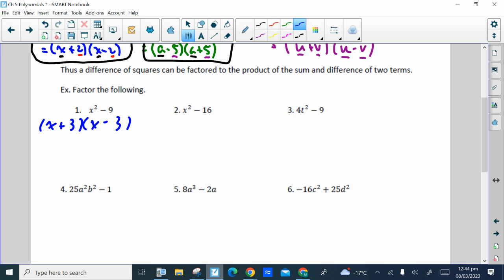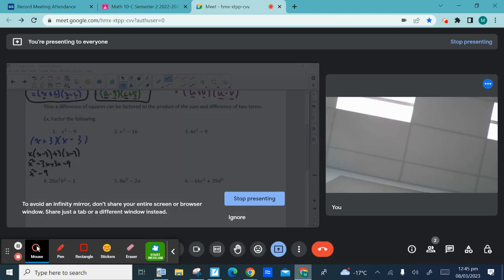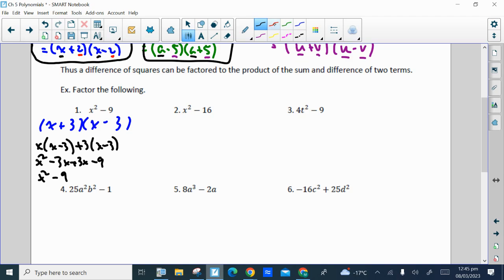If you check this, which we've been doing almost every time using the distributive property, you should get what you start with. x times x is x squared. x times negative 3 is negative 3x. Positive 3 times x is positive 3x. And 3 times negative 3 is negative 9. The minus 3x plus 3x cancels. You'll get x squared minus 9, what you started with. We've just shown that our factors are correct. Okay?